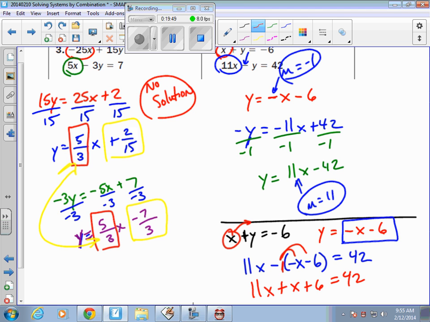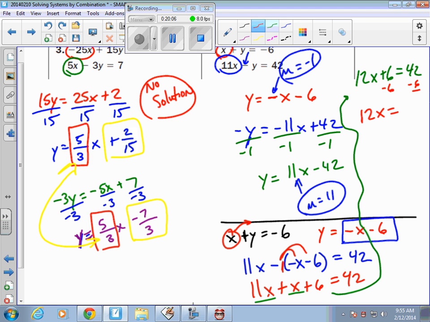When you combine your like terms, 11x and 1x, you get 12x plus 6 equals 42. When you subtract 6 on both sides, you get 12x equals 36, and when you divide by 12 on both sides, you get x equals 3. So now you have a value for x, which is 3.